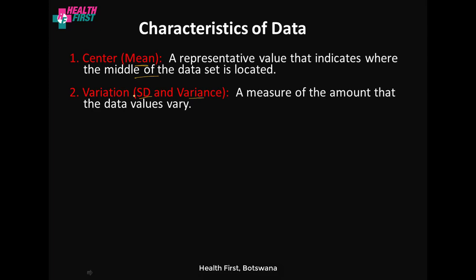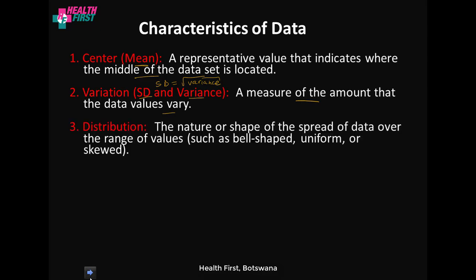If you are familiar with the standard deviation, you know that the standard deviation is basically the square root of the variance. So these two are related values. Variation is basically a measure of the amount that the data values vary. And this will become apparent and quite easy to understand as we go through the course.